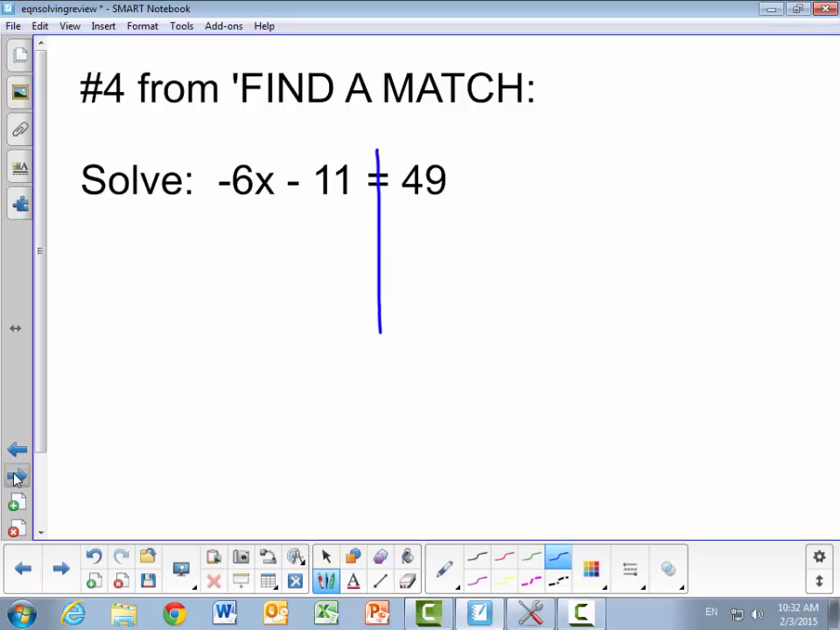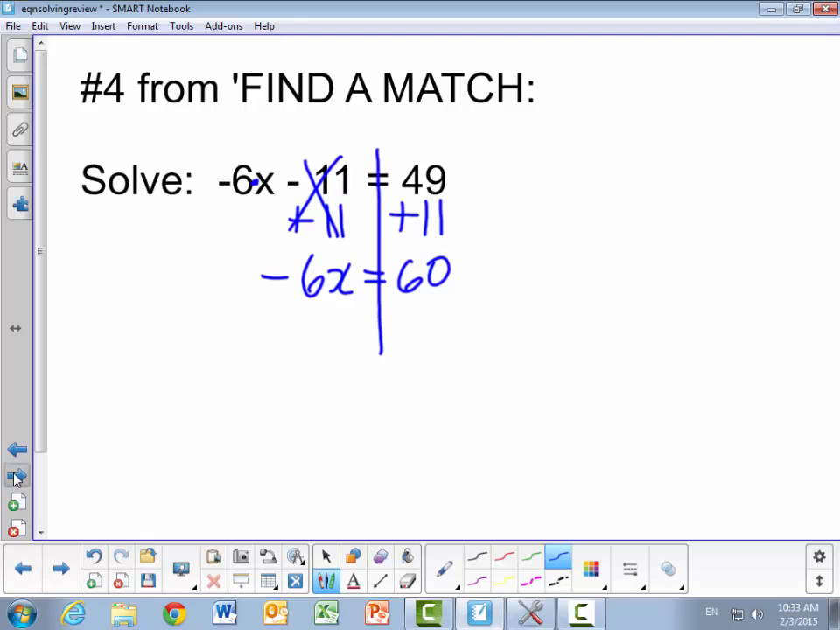So the first thing I'm going to do is build my wall. Then I'm going to ask what's happening to x. It's being multiplied by -6 because when there's nothing in between, it's a multiply. And it's being subtracted by 11. I want to deal with my add subtract first. So the opposite of subtracting 11 is adding 11. So I do that to both sides. This becomes 0. So I still have -6x. And on this side, I have 60, 49 plus 11.